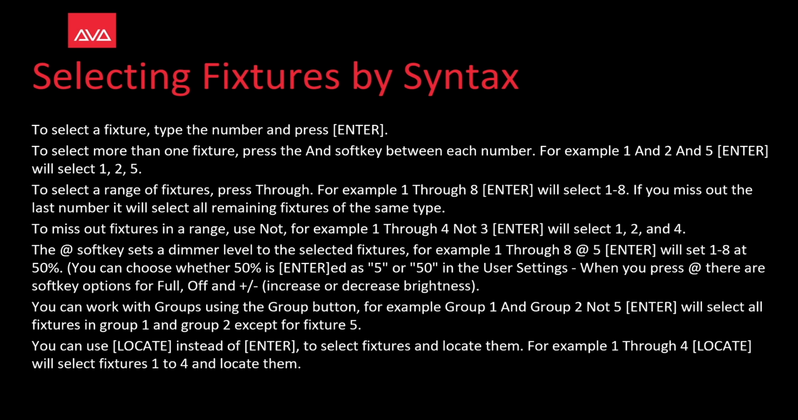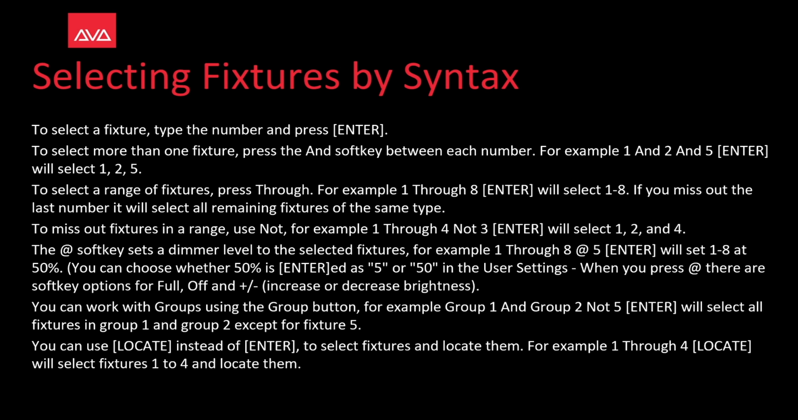2, and 4. The AT soft key sets a dimmer level to the selected fixtures, for example, 1 through 8 at 5, Enter, will select 1 through 8 at 50%. You can choose whether 50% is entered as 5 or 50 in user settings. When you press the AT, there will be soft key options for full, off, and plus and minus to increase or decrease the brightness.